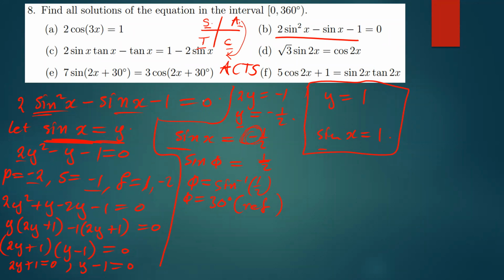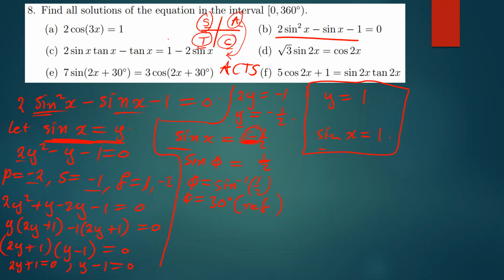Yeah, so we have to check where sine theta is negative. So in which quadrant is sine theta negative? Sine theta is positive in the second quadrant and in the first quadrant, meaning it will be negative in the third and fourth quadrant.